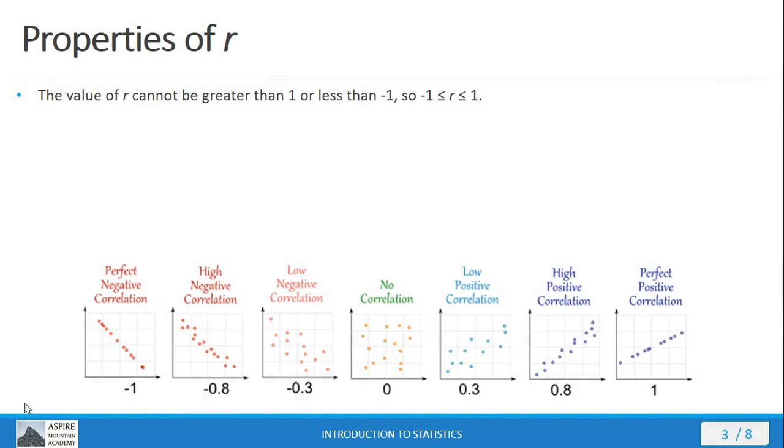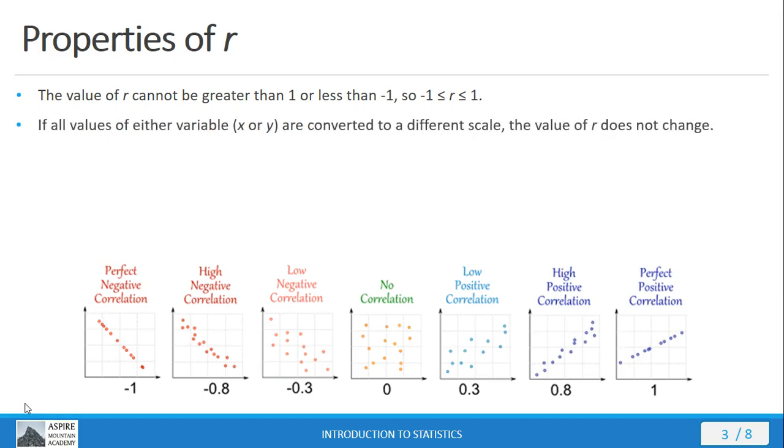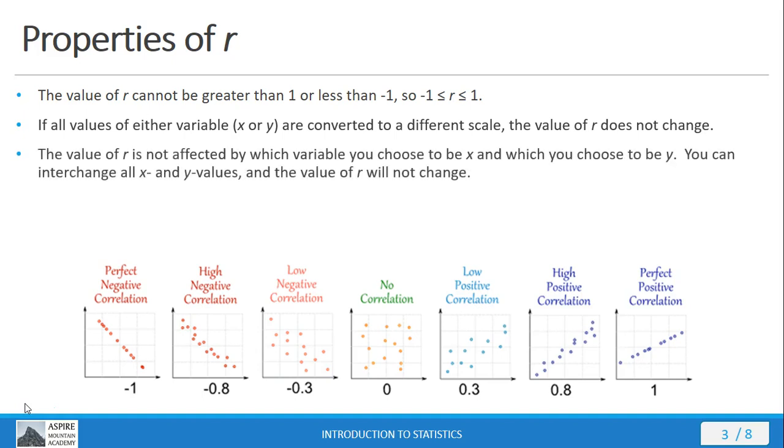Of course, the way R is calculated leads it to have some pretty unique properties. The first of which is that the value of R can't be greater than 1 or less than -1, so we're bounded within this range. If all the values of either variable, the x or the y, are converted to a different scale, say you've got distances measured in miles and you convert all the miles into kilometers, your value for R is not going to change. It stays exactly the same. Same thing if you swap the x's and the y's. That's not going to change the value of R either.